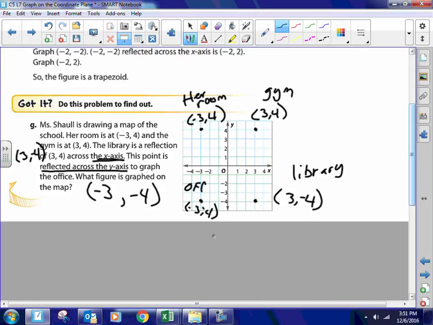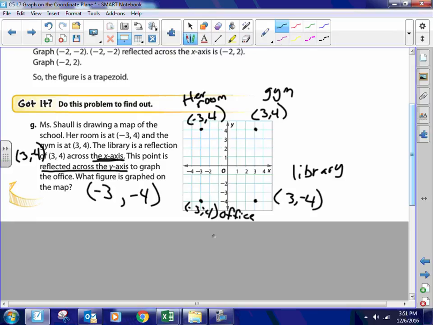Either one of these ideas is okay to label it. If you just want to label it office, her room, gym, library, that's fine, okay? But you want to make sure it's not written where I wrote office at, and I'll show you why in just a second. So off to the side here, office, O-F-F-I-C-E.